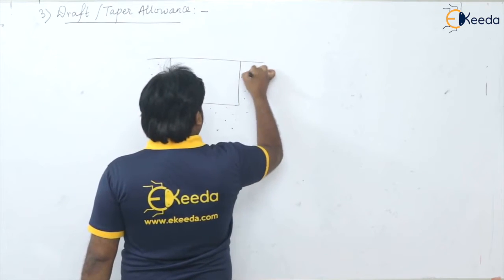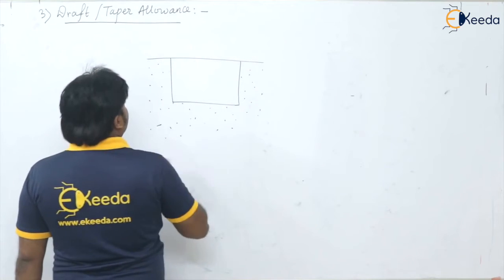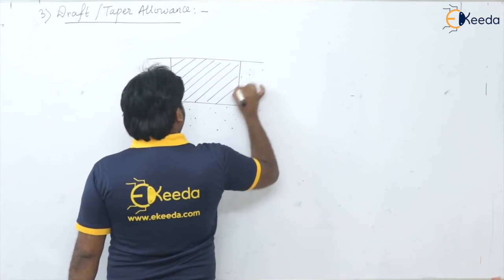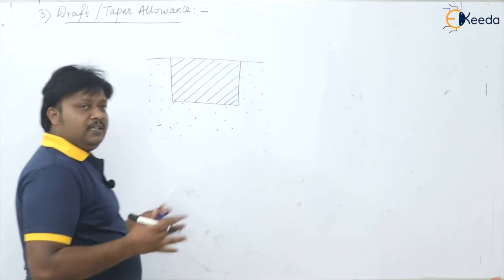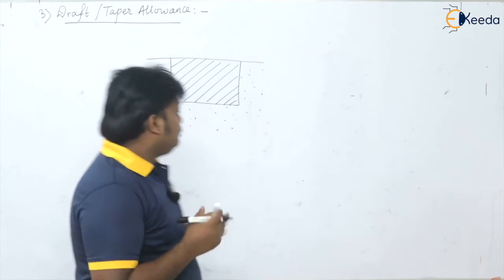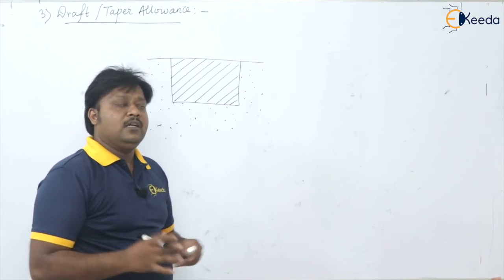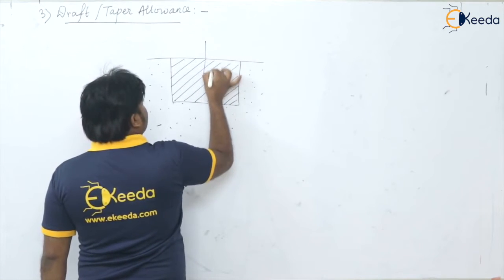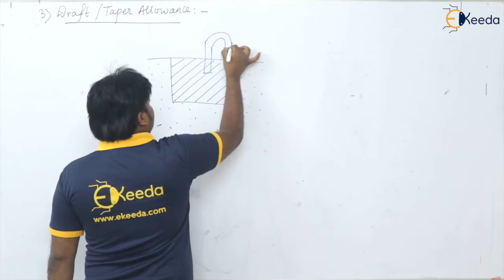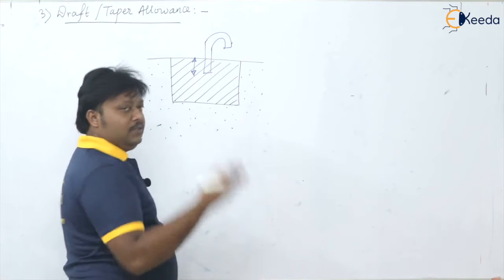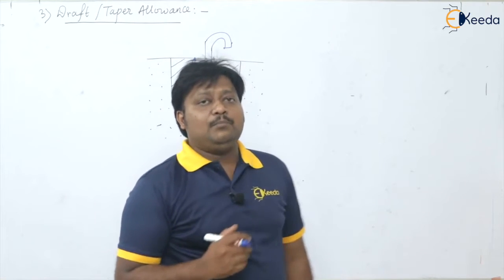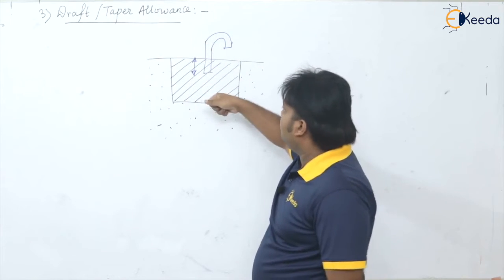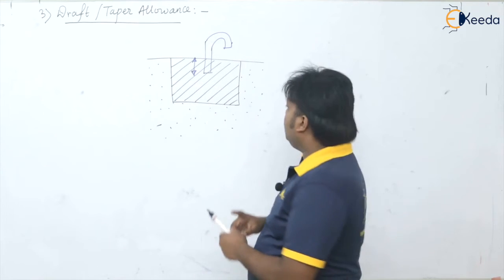Okay, this is our pattern. So we are making a mold by using the pattern, definitely. Now once my molding is over, to get this cavity, I have to lift this pattern, isn't it? I have to take out this pattern, and for that reason I have to lift that pattern. Okay, now what will happen in this situation? If I am trying to lift the pattern and I want to take it out, so what will happen?